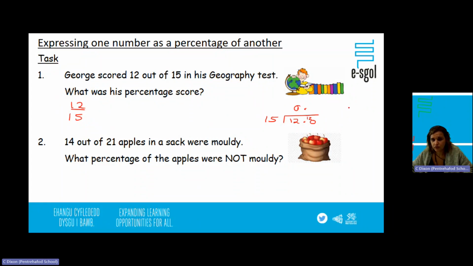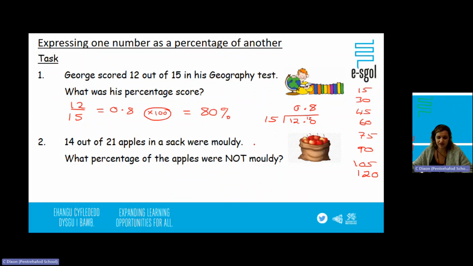Now again, if you don't know your 15 times table, you can just write them on the edge of the page by just adding 15s, so that you can hopefully check the answers and you're quite confident then with what you've got. Okay, so we get to 120 and you can count up how many you've used. You've used 8, there's no remainders. So 12 out of 15 should have been 0.8. And then to turn that into a percent, we are multiplying by 100. So 80% would be the answer to the first question.